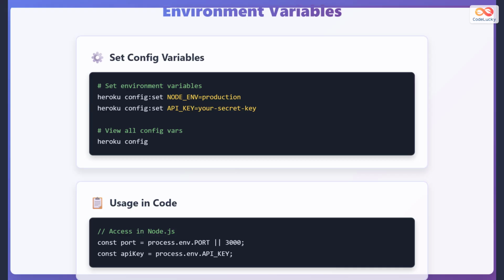In your Node.js code, you can access these environment variables using process.env.VARIABLE_NAME. For example, to access the port number, you can use const port = process.env.PORT || 3000. And to access the API key, you can use const apiKey = process.env.API_KEY.